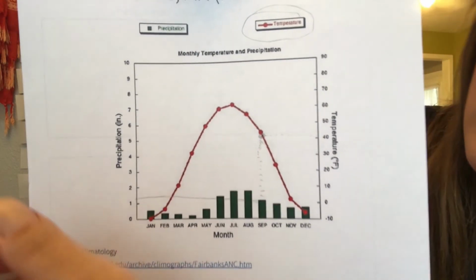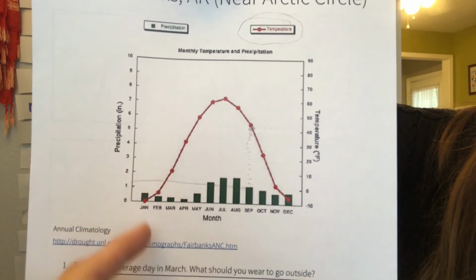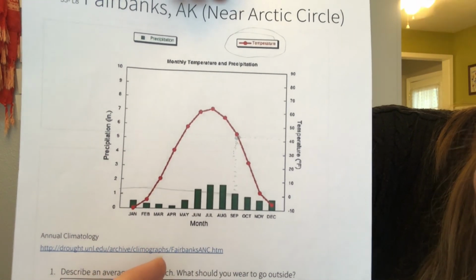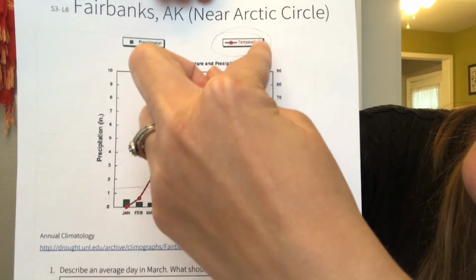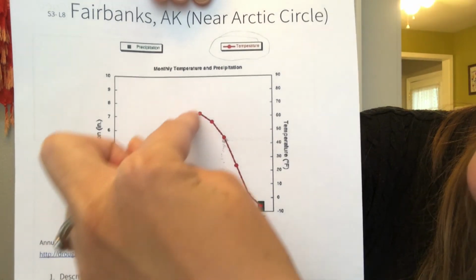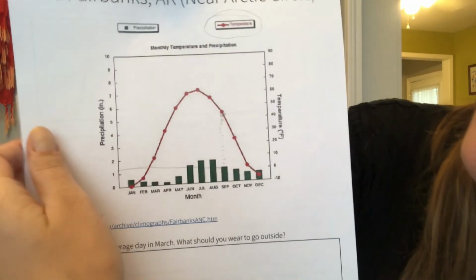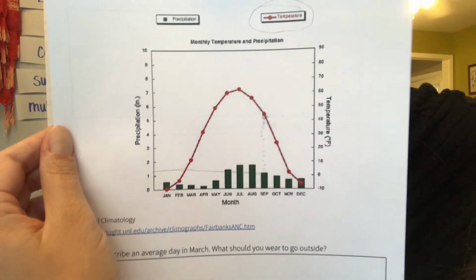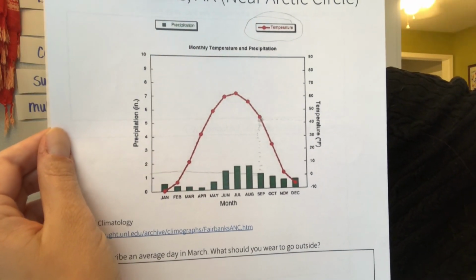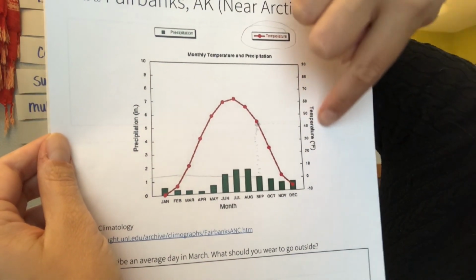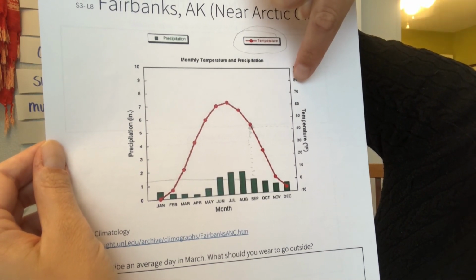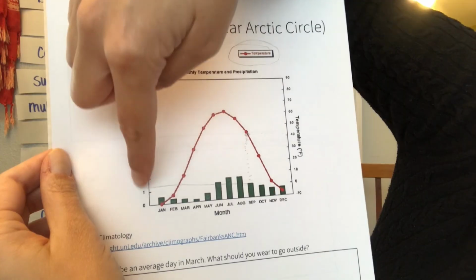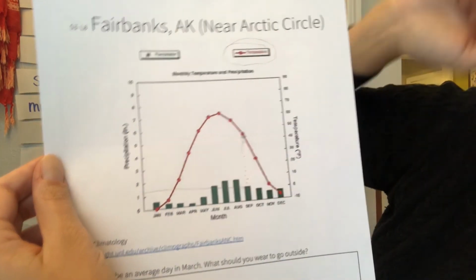Okay, so we have the precipitation and we have the temperature. The precipitation is the green bars and the temperature is the red line. So we have to pay close attention to scale when we're looking at graphs. And so over here we have the temperature in degrees Fahrenheit, and it goes up to 80 degrees Fahrenheit. And the precipitation over here goes up to 10 inches.